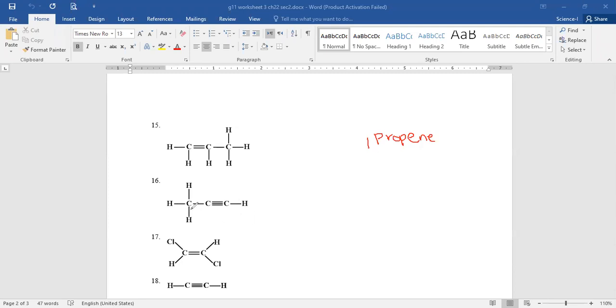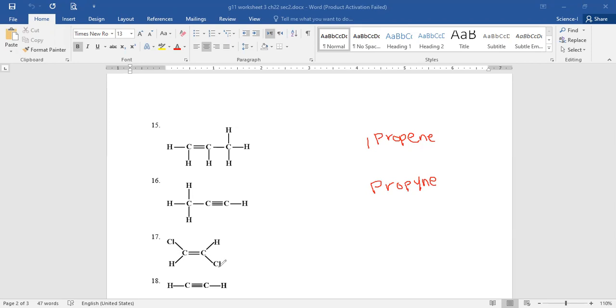Here we have three carbons and a triple bond, so it will be the same but we change the word propene to propyne, because we have a triple bond. Also it doesn't matter to mention the position, because wherever the bond is, it will also be one, because we count from the nearest side to the bond. So let's pass to question number 17.